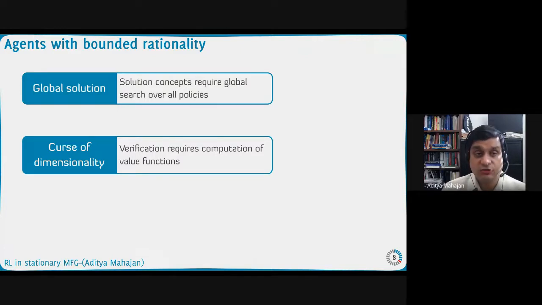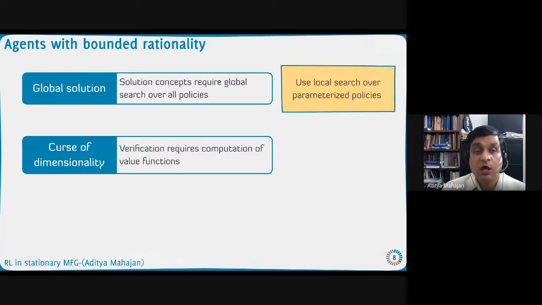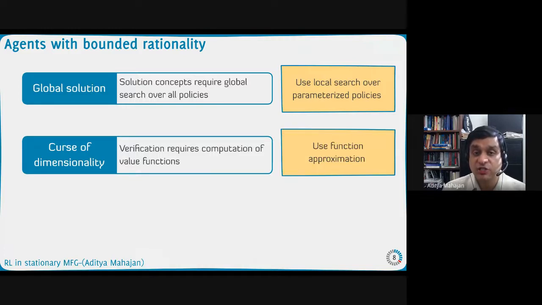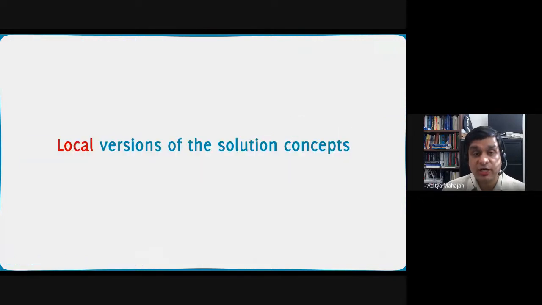So to avoid these two challenges, instead of looking at global solutions, we would propose to use local search over parameterized policies. And I'll explain this later on. And instead of computing exact value functions, we can use function approximations to compute them approximately. So let me start by describing the local versions of the solution concepts.